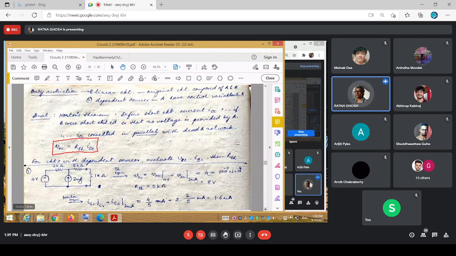So in this particular circuit, we are interested in this one, which is your RL. This is the RL. These are the points where we are breaking the circuit up.